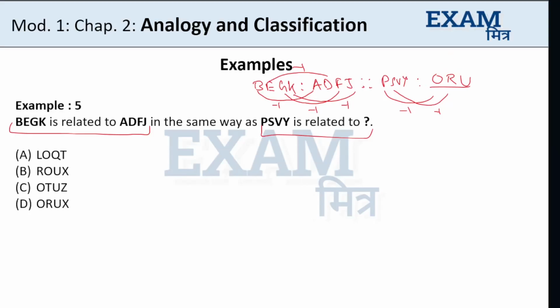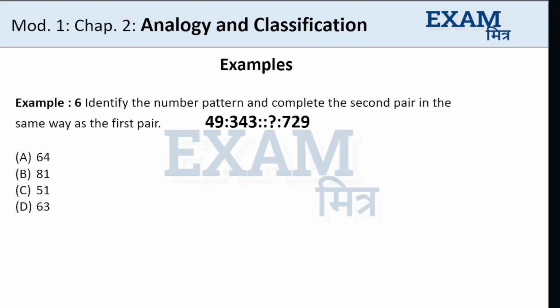Then what will come before Y? W, X, Y. So the letter before Y is X. So our answer is O, R, U, X. That is option D. So this is a very easy one, and we just need to find the relationship between the first pair, then establish the same with the second pair.